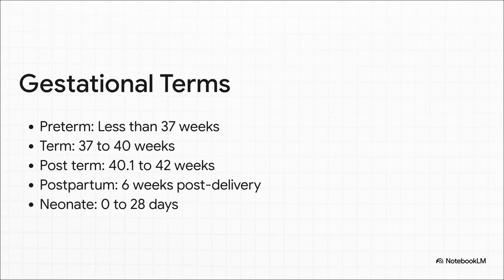Words matter immensely here. A preterm delivery is strictly less than 37 weeks. Term is 37 to 40 weeks. Post-term stretches from 40.1 to 42 weeks. If your provider documents postpartum, that specifically means the 6 weeks right after delivery, while neonate refers to the baby from 0 to 28 days old. Honestly, abstracting an incorrect gestational week or mixing up these definitions is a fast track to a DRG mismatch and immediate payer denials. We definitely want to avoid that.